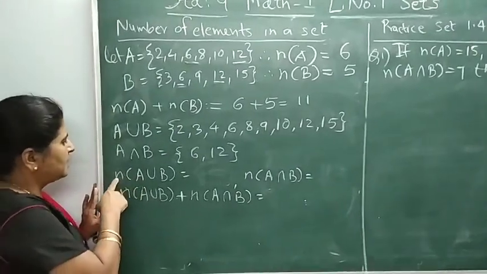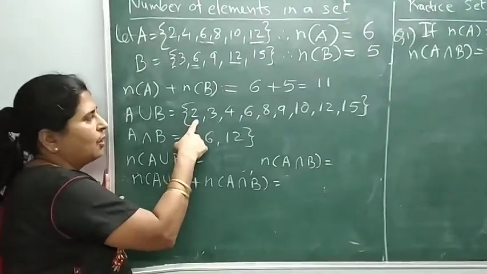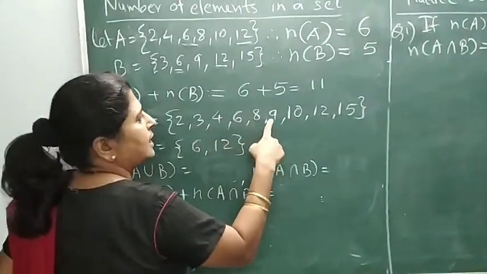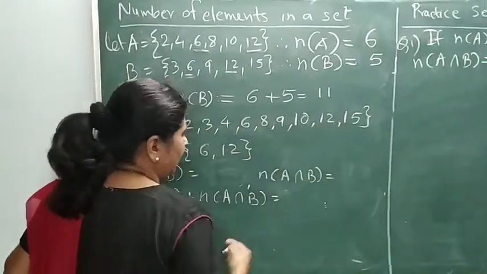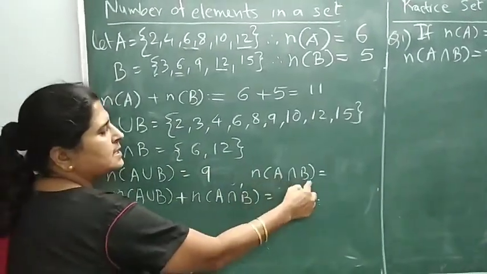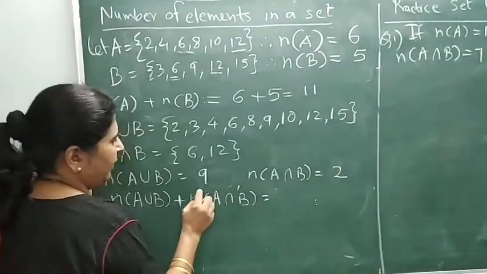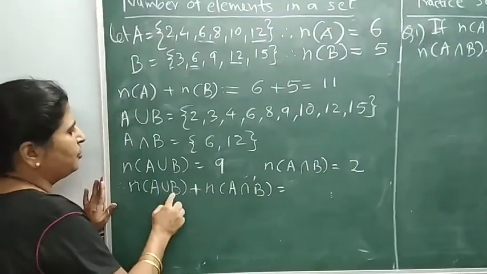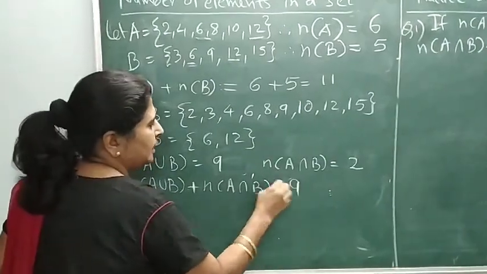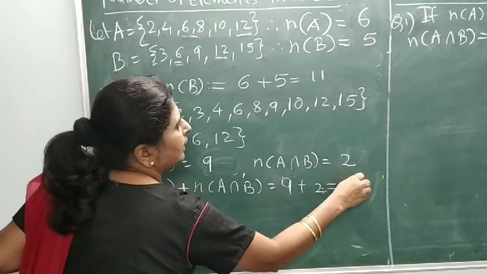Now let's write the number of elements in set A union B. Count these elements. 1, 2, 3, 4, 5, 6, 7, 8, 9. 9 elements are in A union B. And how many elements in A intersection B? We have here 2 elements. Okay. And if we add the elements in A union B and A intersection B, that is 9 plus 2, what do we get? 9 plus 2, 11.